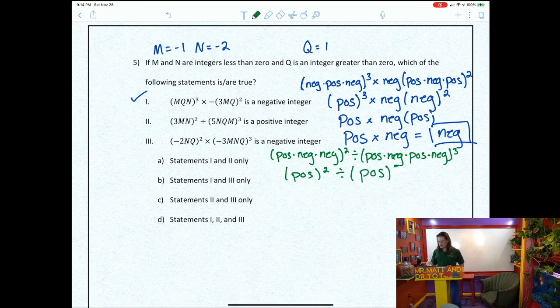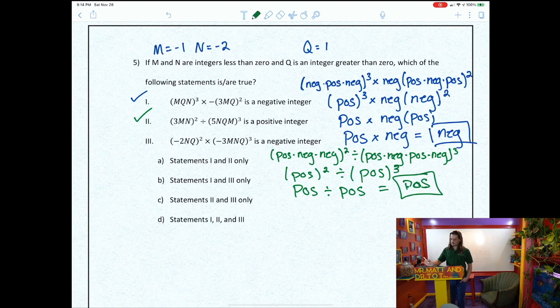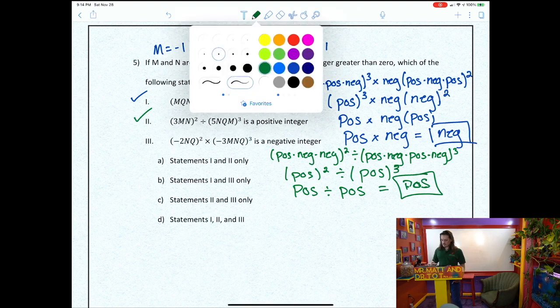A positive number squared is positive. A positive number cubed is positive. A positive divided by a positive will be a positive quotient. So statement 2 is true. And we have statement number 3.